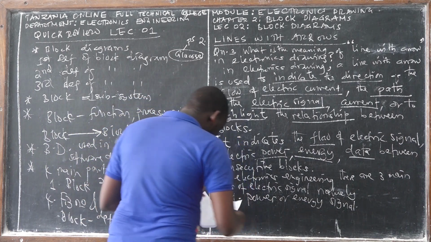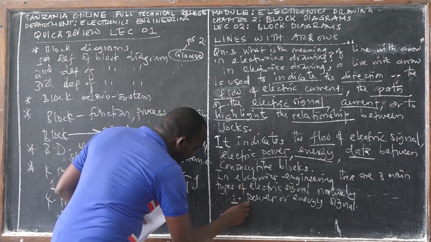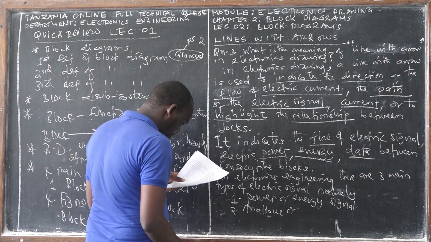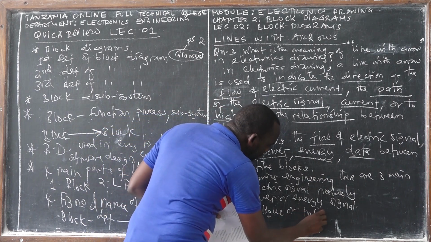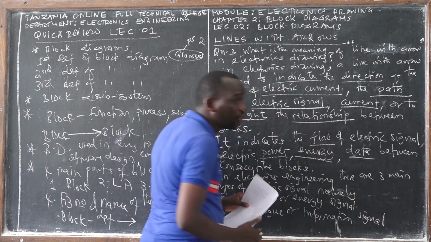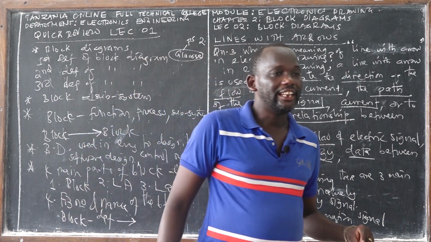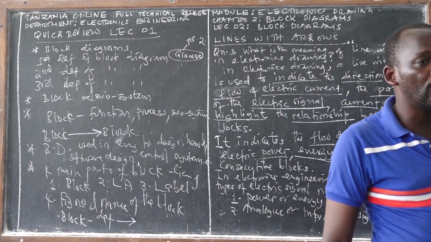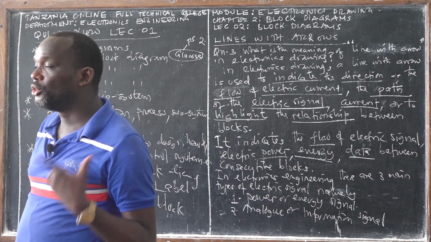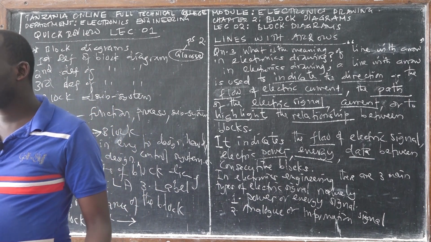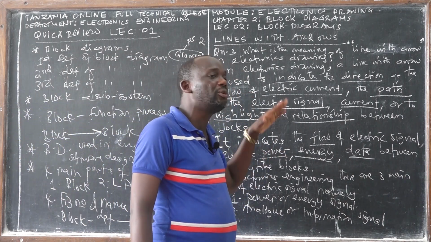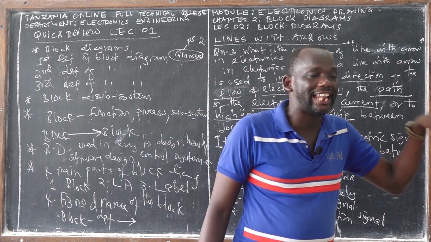The second type of electric signal, we call it the analog or information signal. Information signal. You have to understand this. This is very important because, listen. There is no difference between a line with an arrow representing a power signal and a line with an arrow representing an analog signal. There's no difference. The difference will depend on which block the line comes from and which block the line is heading to.